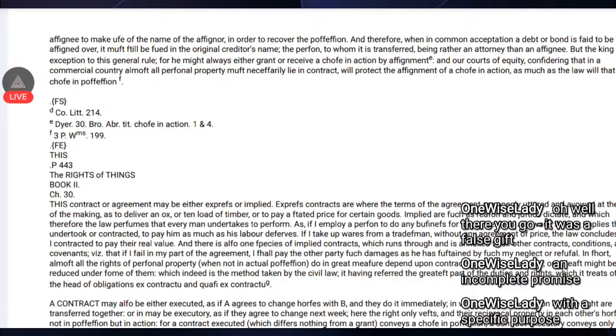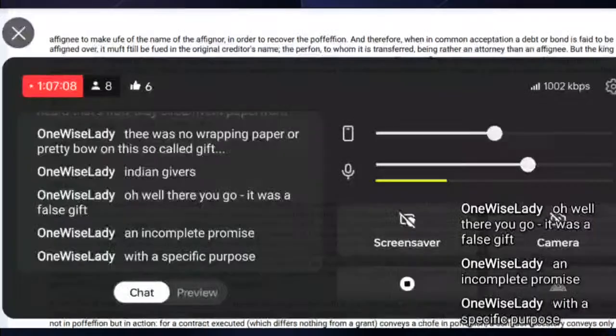But the king is an exception to this rule, for he might always either grant or assign. Almost all personal property must necessarily lie in contract, and the law will protect the assignment. Yeah.